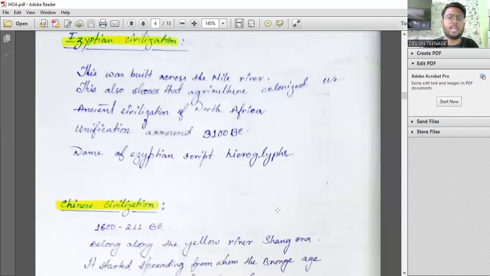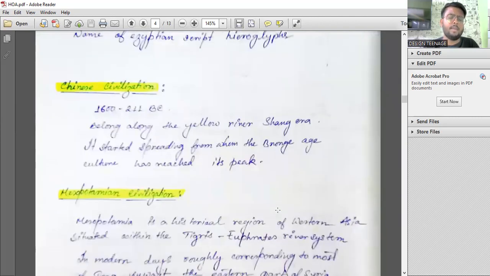Now we move over to the Chinese civilization, 1600 to 211 BC, beside the Yellow River, again a river. It started spreading when the Bronze Age culture reached its peak. So by the time the Bronze Age culture had reached its peak, the Chinese civilization started to spread.